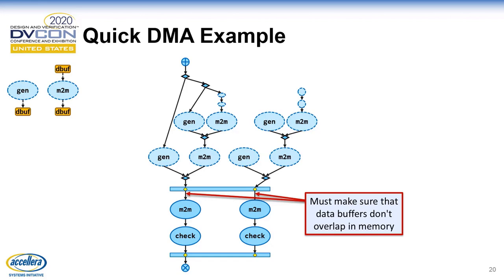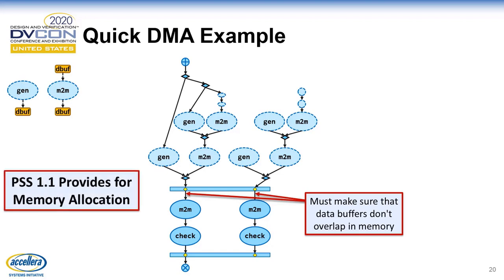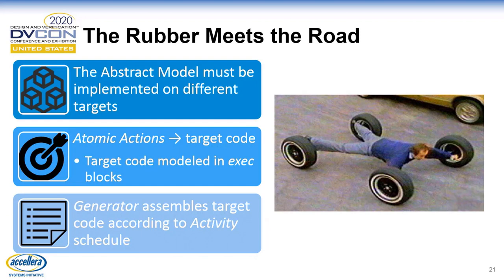And in 1.0, you would have had to define your own set of constraints and really try to manage all of this. It becomes very difficult. So in 1.1, we've added memory allocation. And that's what Prabhat is going to talk about next. Then we talk about how we're actually going to realize these things, right?